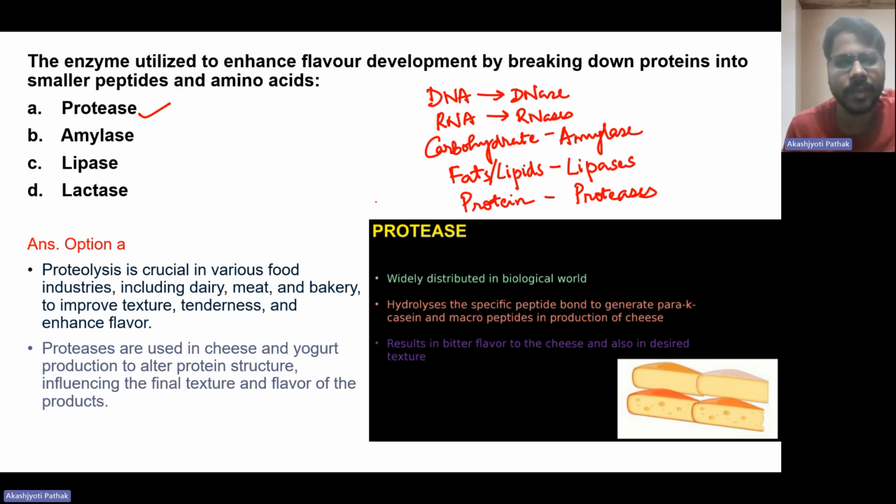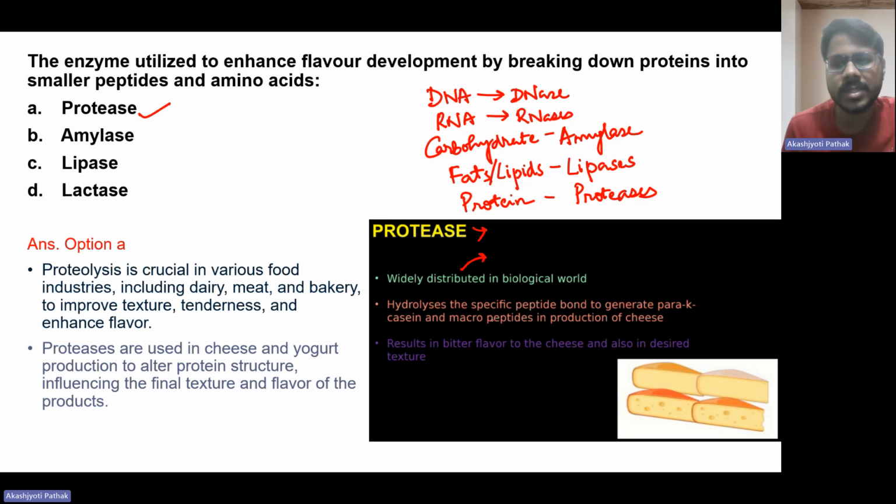This is directly from the lecture slide. This protease is widely distributed in the biological world. These proteases are also present in the cytoplasm, so if you lyse the cell, these enzymes are very prevalent. There are different types of proteases, serine proteases, and other kinds of proteases are present.